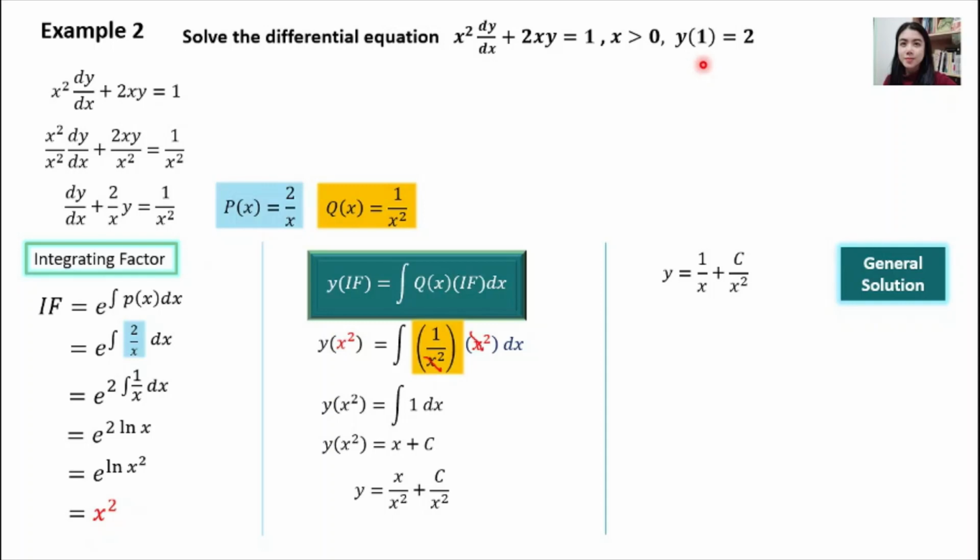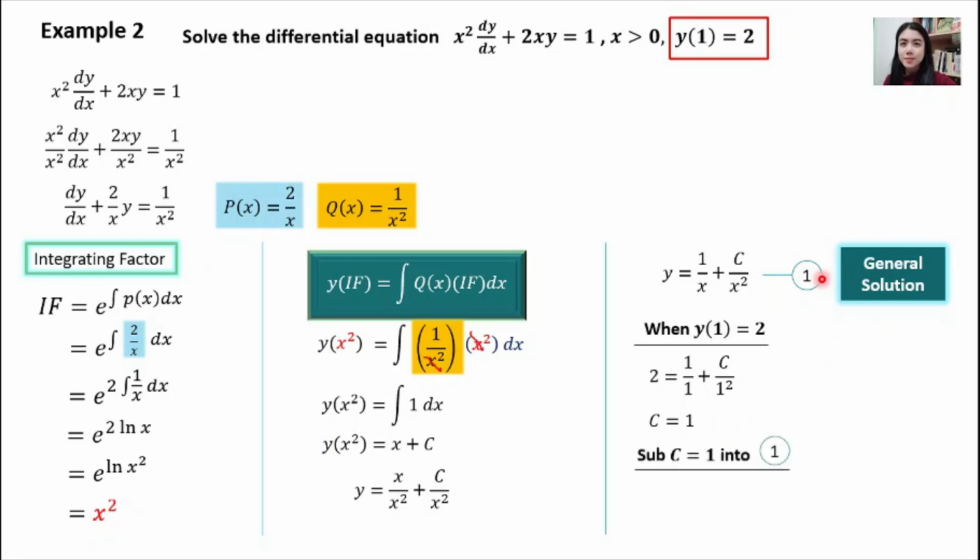Let's see what happens when y(1) equals 2. This is your initial condition. This means that your x is 1 and your y is 2. Let's substitute into the general solution, with y equal to 2 and x equal to 1. Simplify it, and you will have c equal to 1. Once you obtain the value of c, substitute it back into the equation, and you will have this answer. This is your particular solution for this example 2.